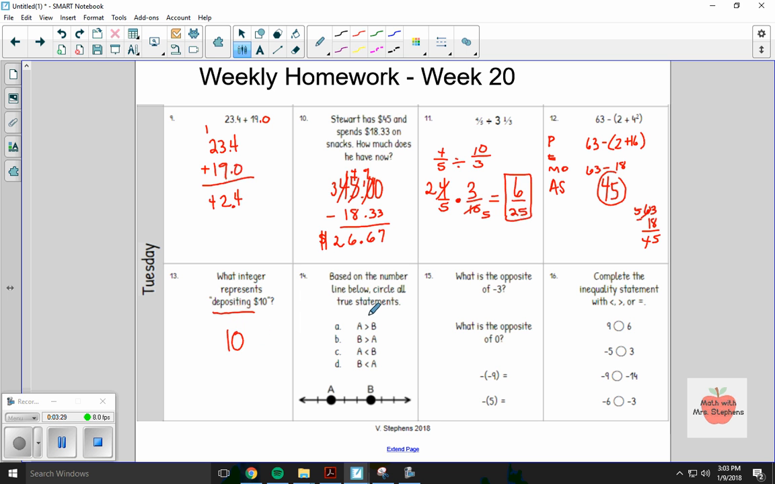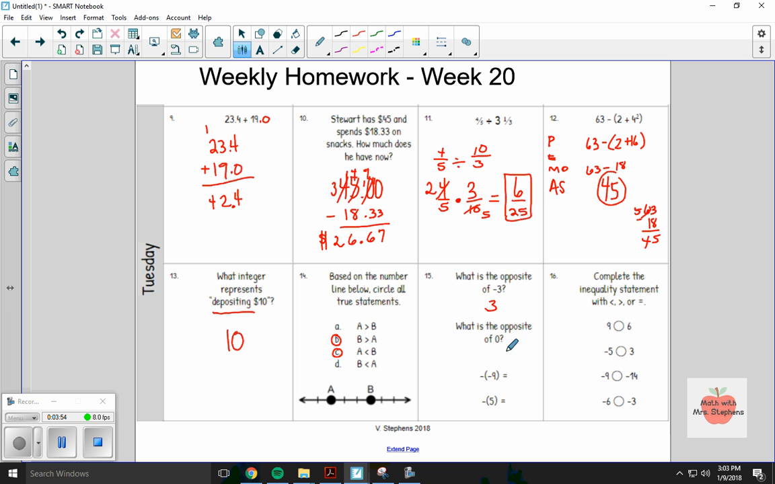Number 14, circle all true statements. On this number line, I notice A is to the left of B. That means A is less than B, which is statement C, and B is greater than A, so B and C.